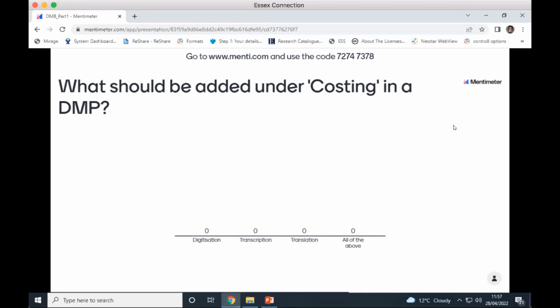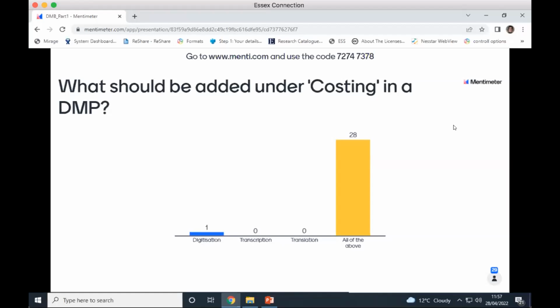Okay, what should be added under costing in a data management plan? So we have digitization, we have transcription, translation, all of the above. Another simple one here, I guess, is just to bring these concepts up and discuss them. So yes, the correct answer is all of the above.